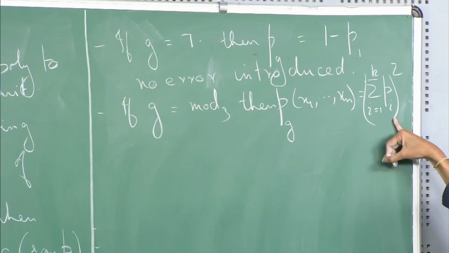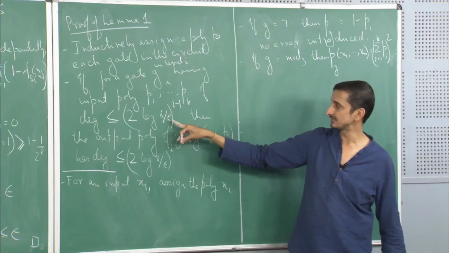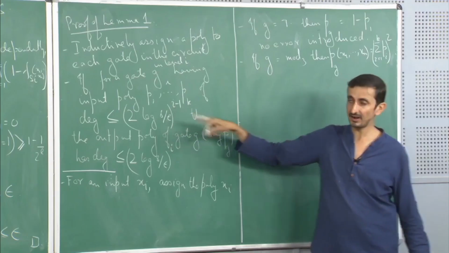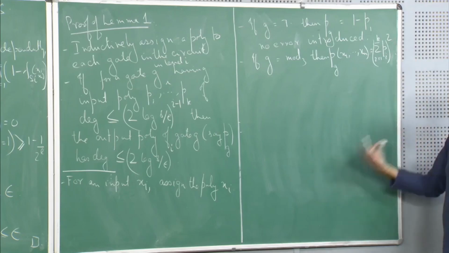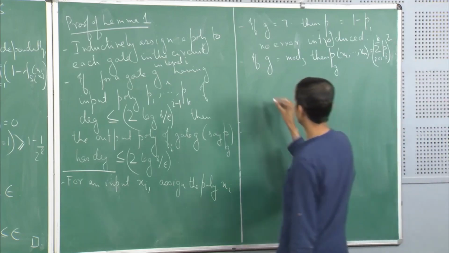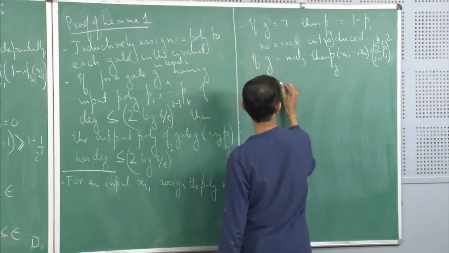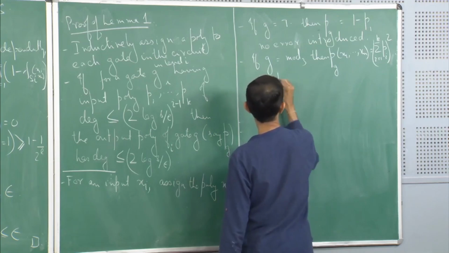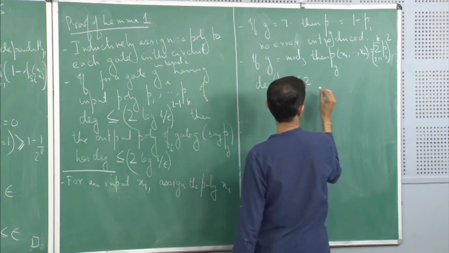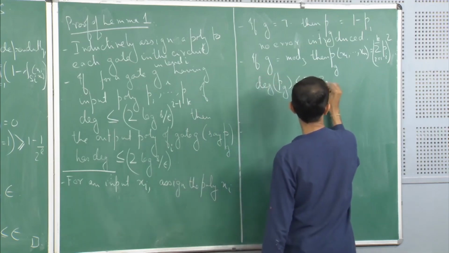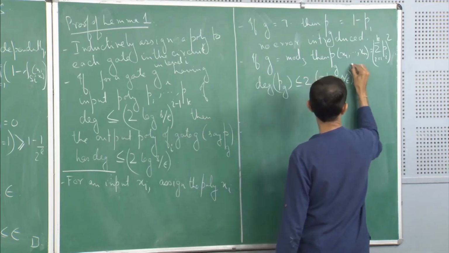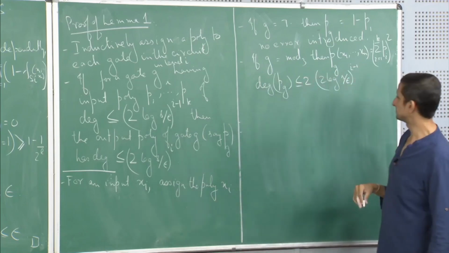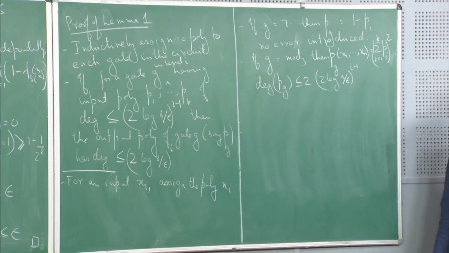These polynomials had degree (2 log s by epsilon) to the power i minus 1. Therefore, the sum has the same degree and the square will be twice of that. So, the degree of Pg is at most 2 times (2 log s by epsilon) to the power i minus 1, which is (2 log s by epsilon) to the power i. So, the degree condition is satisfied.